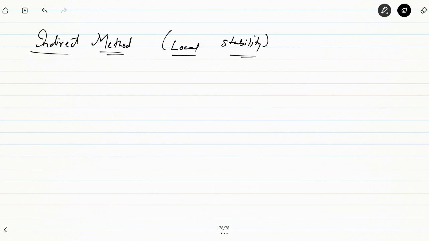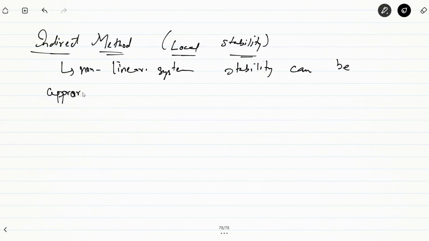What this indirect method basically tells us is that the stability of a nonlinear system can be approximated using the linear equivalent of this. More or less, we can say whether a nonlinear system will be stable by approximating it to its linear equivalent.